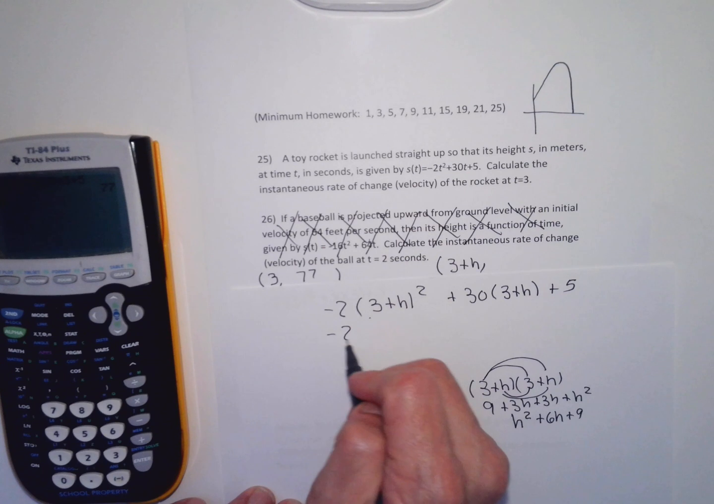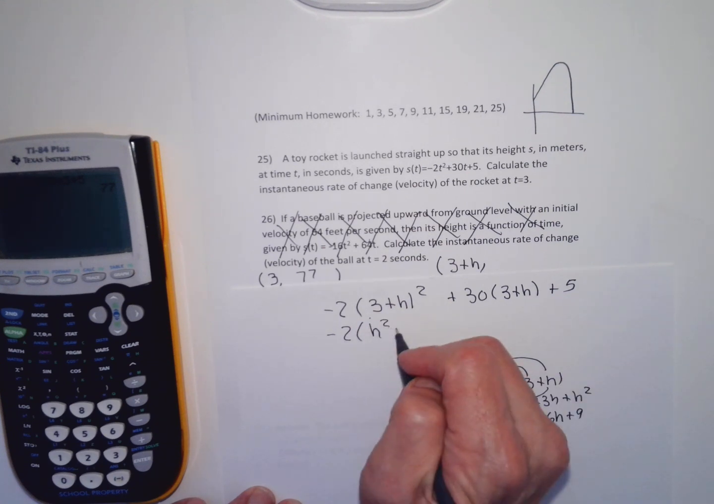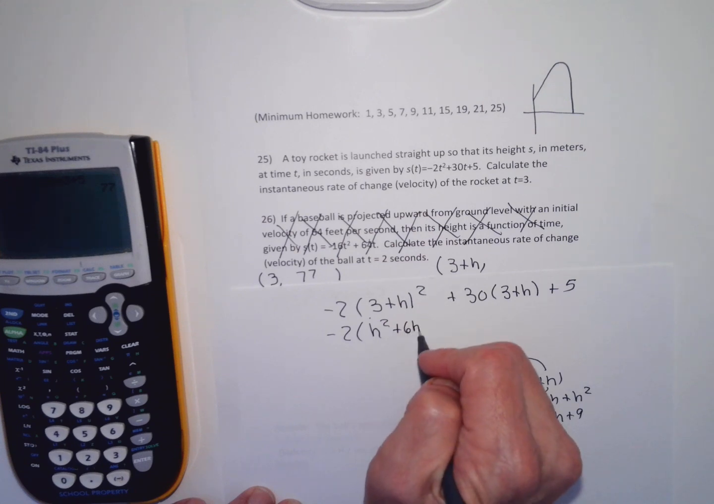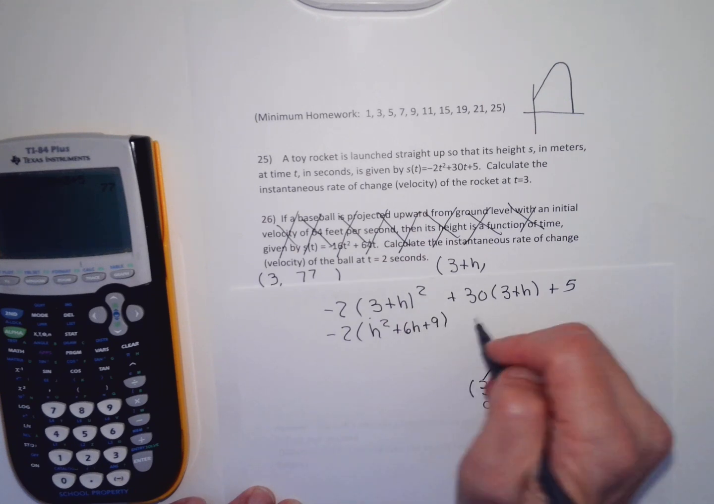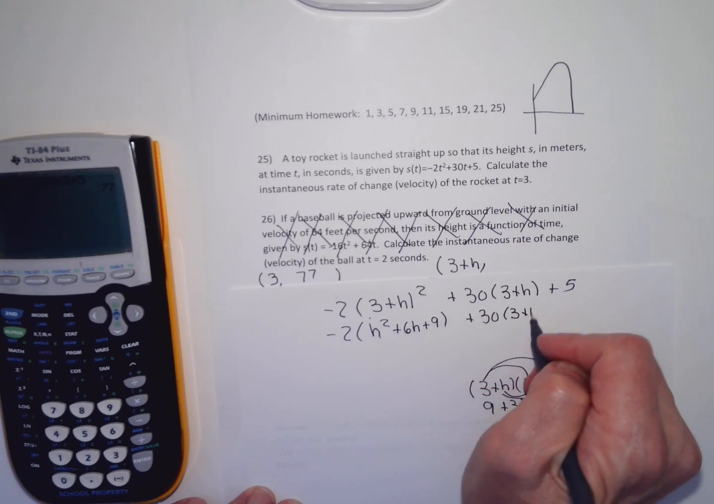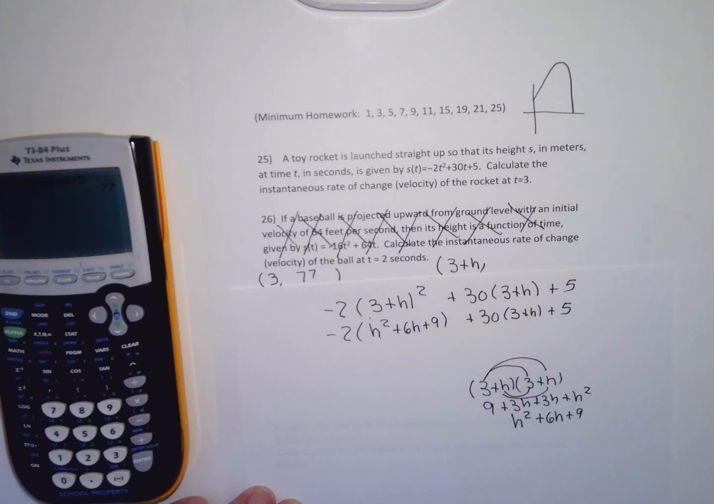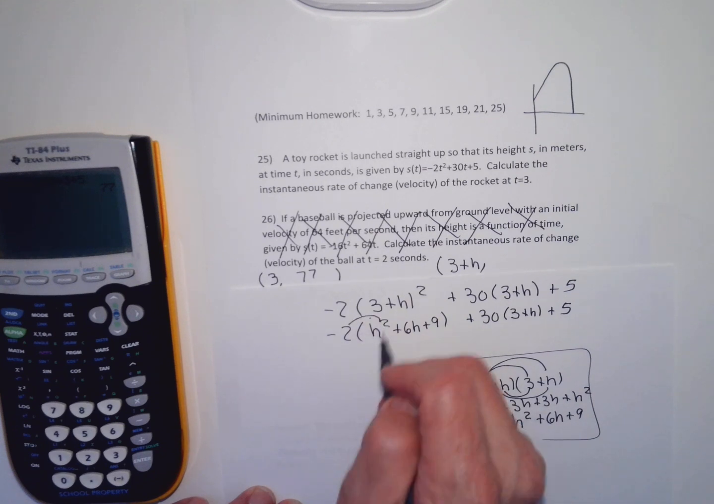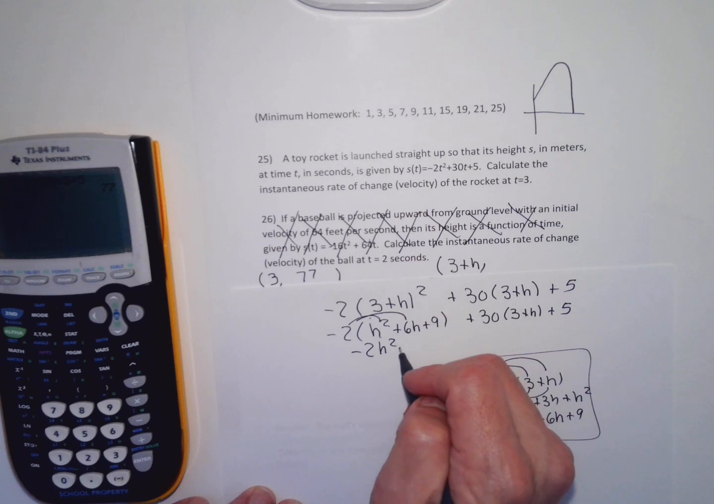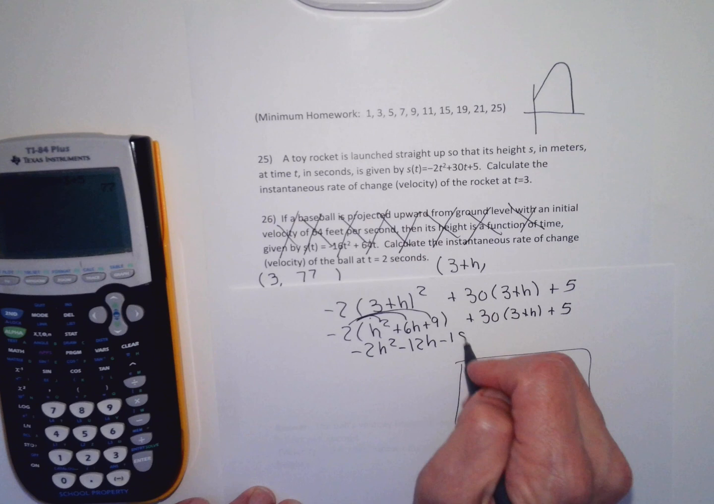So to get the y coordinate of the second point, it's going to be negative 2 times h squared plus 6h plus 9. So now let me clear all these parentheses and combine like terms. Negative 2 times h squared is negative 2h squared. Negative 2 times 6h is negative 12h. Negative 2 times 9 is negative 18.